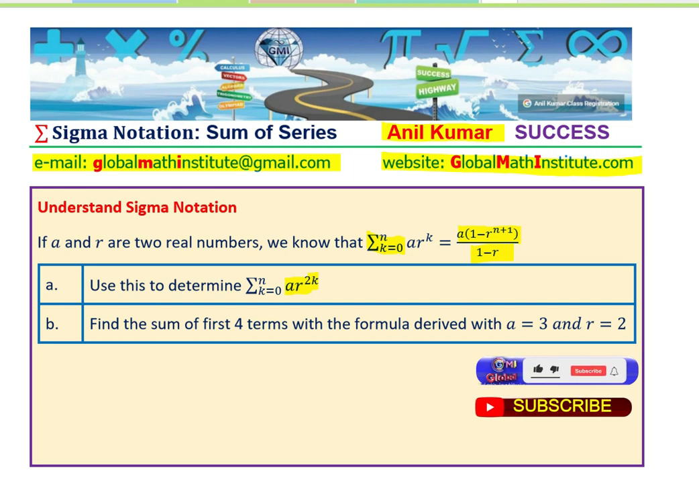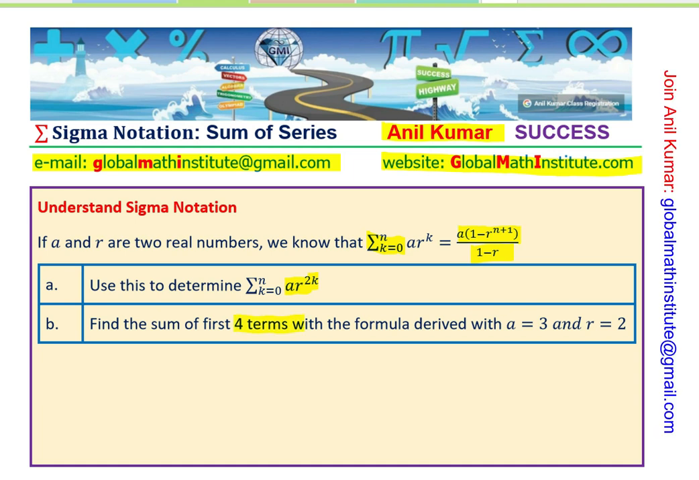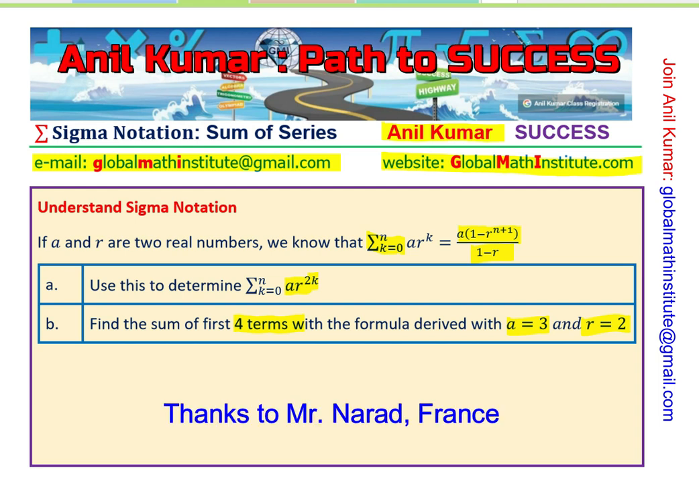Once you find an expression, it's good practice to verify whether the answer is correct or not. So I've added part B here, which says find the sum of the first four terms with the formula derived, with a equals 3 and r equals 2. Use the derived formula, and then you can verify whether it really works. We are going to solve this question in a very simple way. Let me also thank Mr. Narad, from France, who has contributed to this beautiful solution.